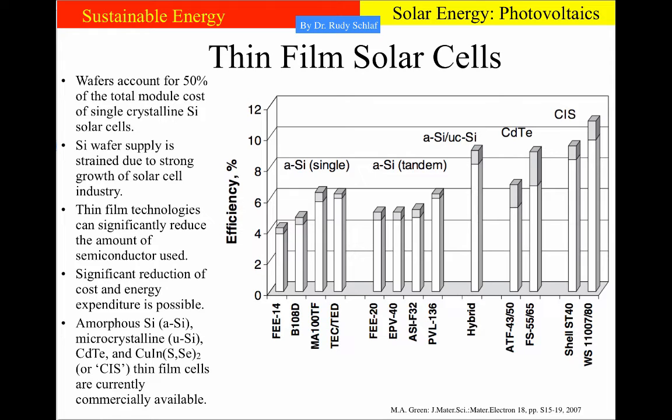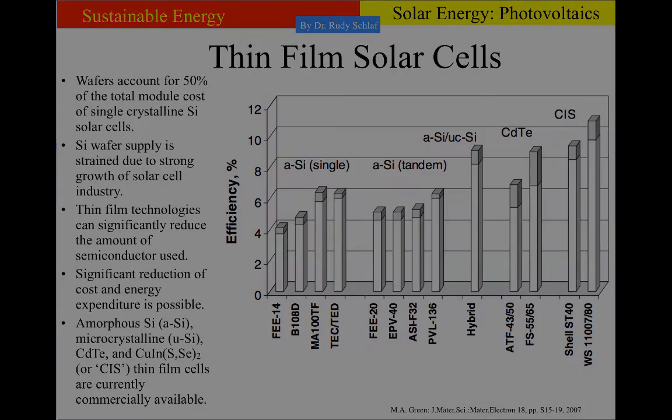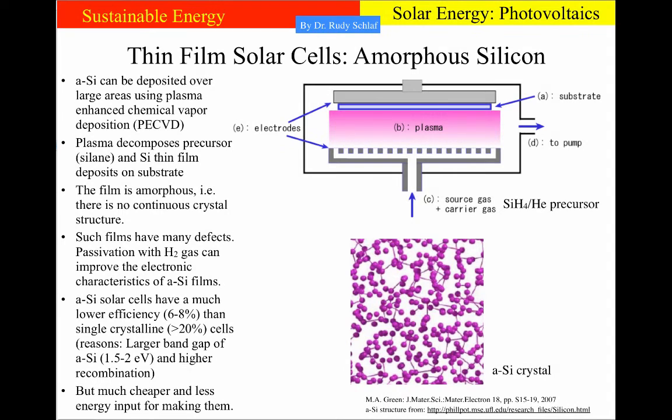However, this is more than compensated by the considerably lower cost of thin film solar cells. This slide shows how amorphous silicon thin film solar cells are made. Amorphous silicon does not have an ordered crystal structure, so we have something that may look like this. It's more a chaotic arrangement of silicon atoms that are bonded to each other through a varying number of bonds, so it's a little bit similar to glass.